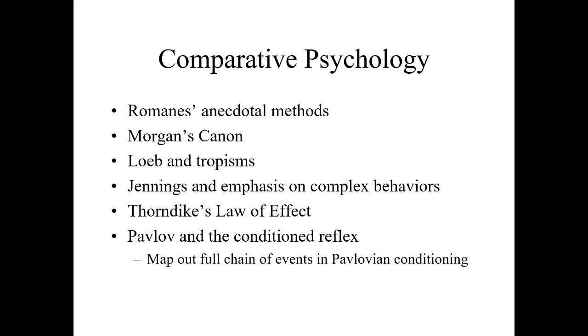First up is Romanes, who did not take a very scientific approach. His anecdotal methods involved just observing animal behavior and then being somewhat anthropomorphic, applying human-like interpretations to that behavior. His student Morgan came up with his response and rebuttal to that with his guideline for interpreting animal behavior that came to be called Morgan's canon, which basically just means keep it simple, right?